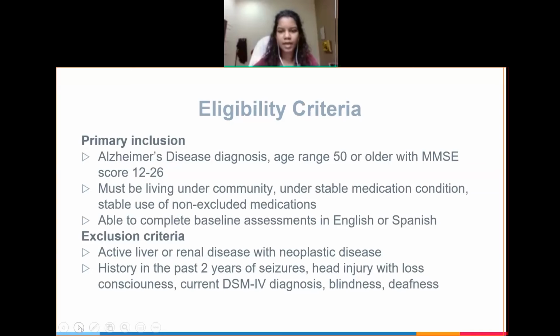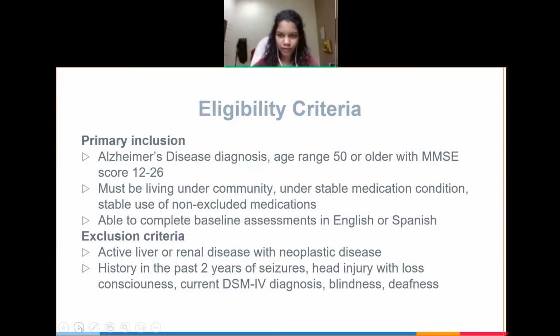The participant had supervision available for administration of the study medication, and there must also be availability of a study partner to accompany subjects to all scheduled visits and complete information-based assessments. Participants must be able to complete the baseline assessment in English or Spanish. As a consequence, they must be able to ingest an oral agent.